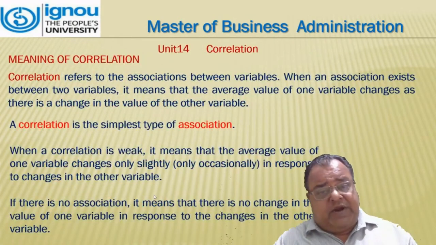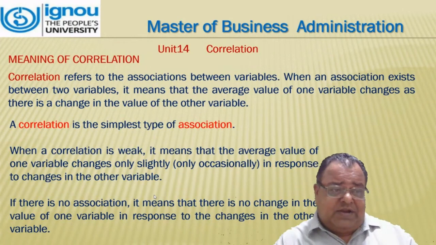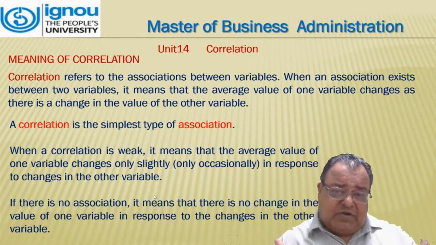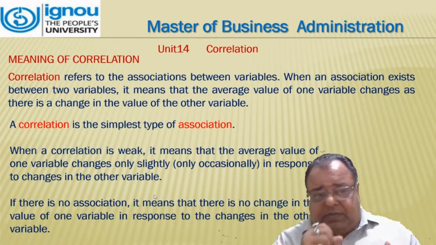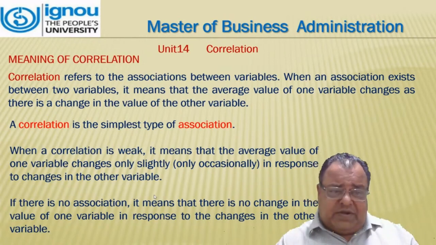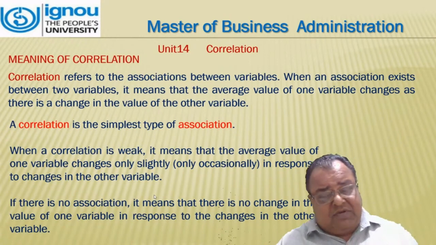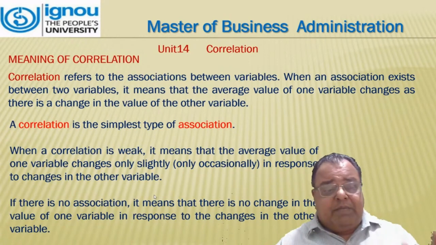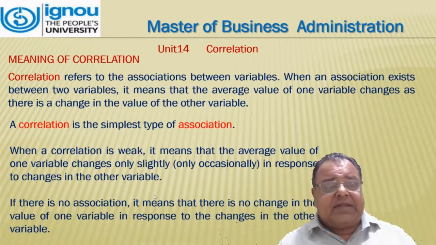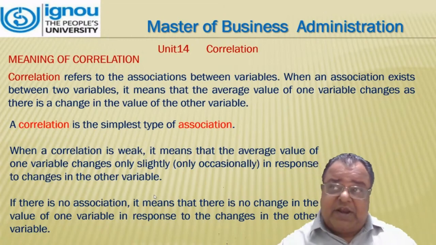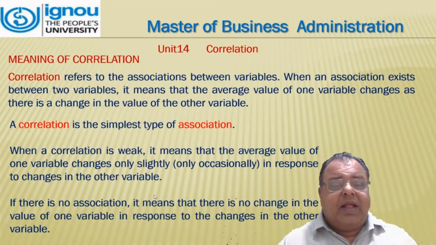Then we move to unit 14, that is correlation. Now, first of all, we will understand the meaning of correlation. Correlation refers to the association between variables. When an association exists between two variables, it means that the average value of one variable changes as there is a change in the value of the other variable.